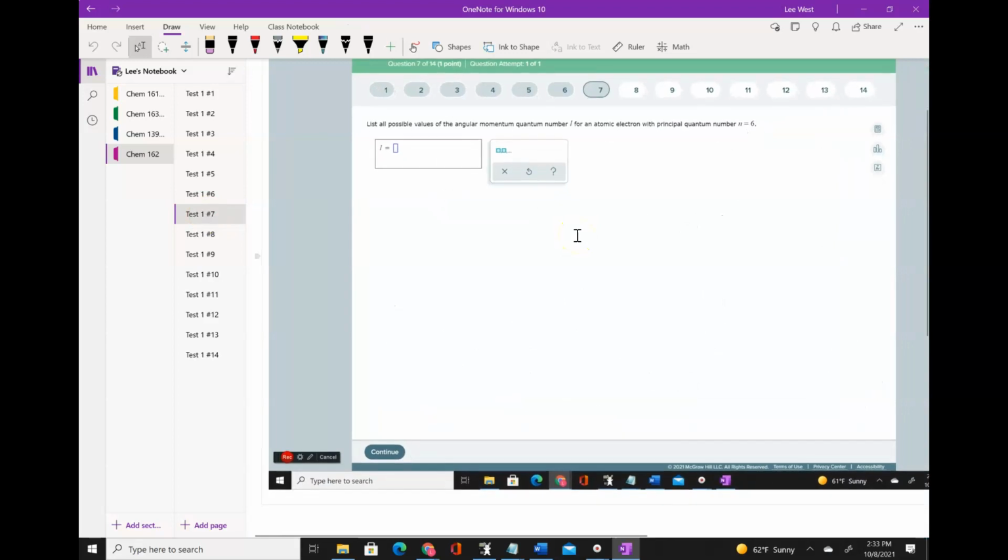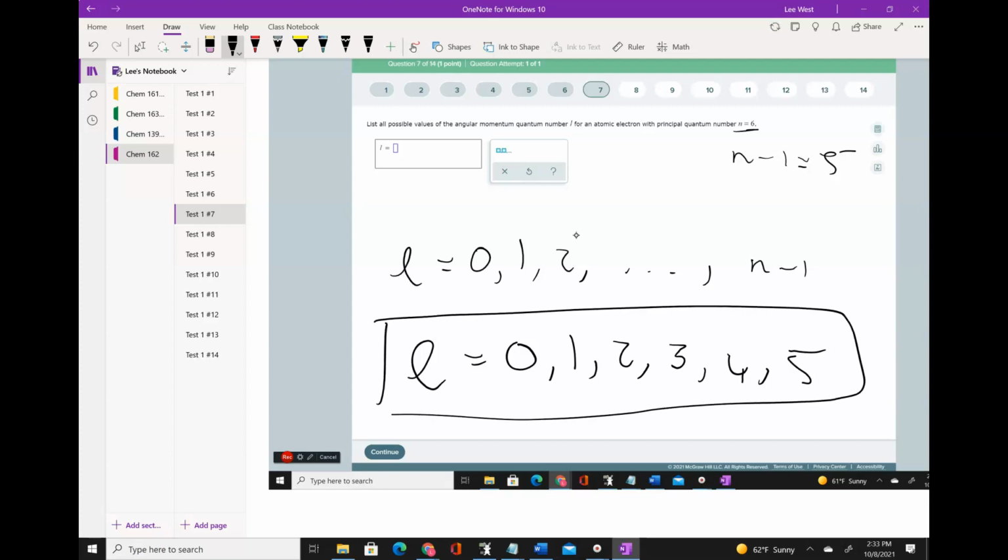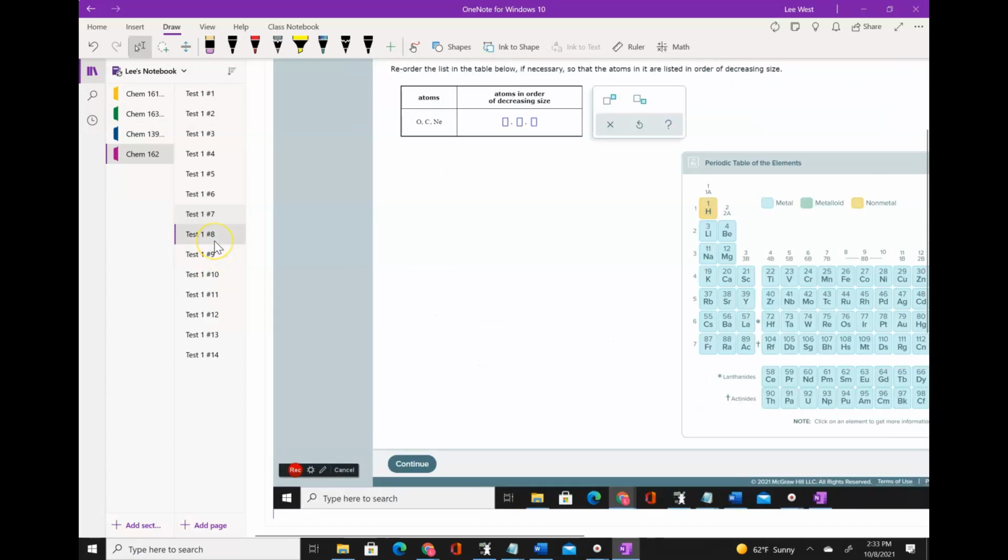N equals 6, so this is the 6th period of the periodic table. So remember that L is going to run from 0 in increments of 1 all the way up to n minus 1. So n minus 1 in this case is going to be 5. So L would be 0, 1, 2, 3, 4, and 5. They are the possible values of L. It's pretty straightforward, isn't it? All right, so there we go.